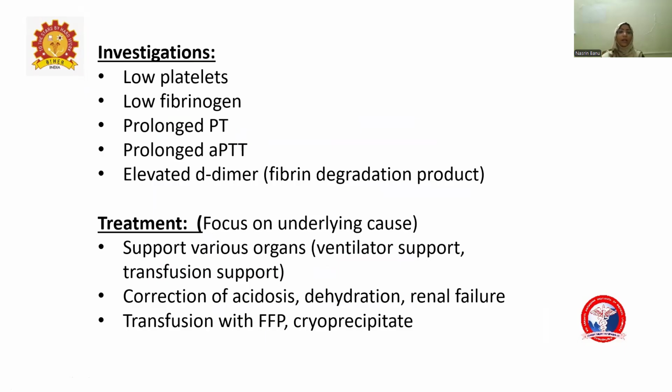Investigations to be done include platelets, fibrinogen, PT, APTT, and D dimer. Platelets will be low, fibrinogen will be low, PT and APTT will be prolonged, and D dimer will be elevated. Treatment mainly focuses on the underlying cause.